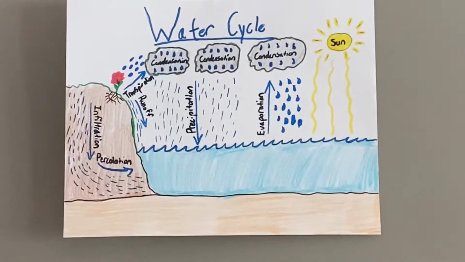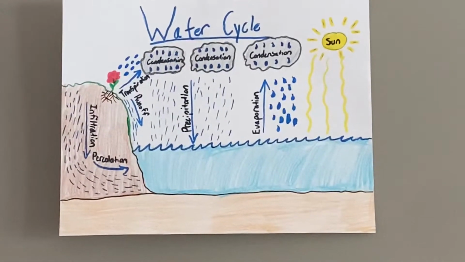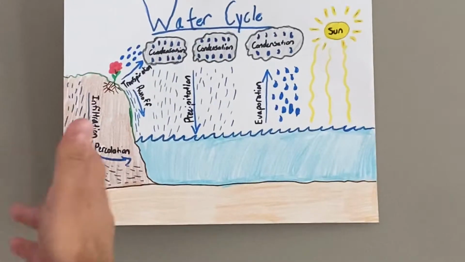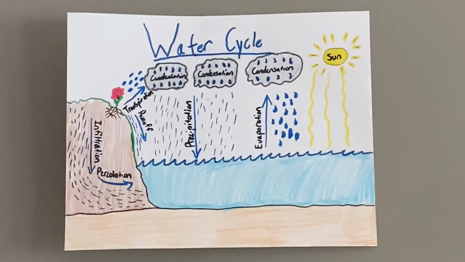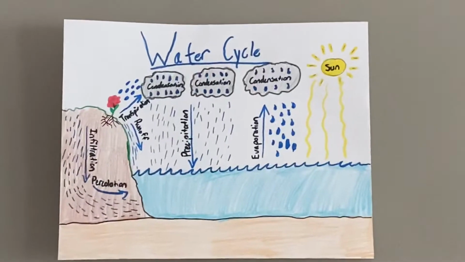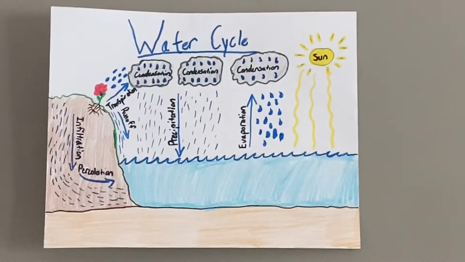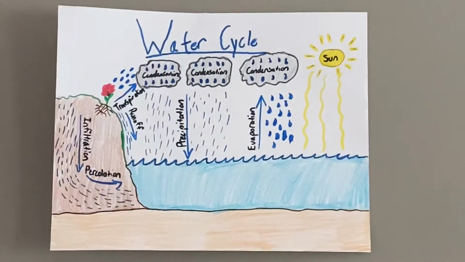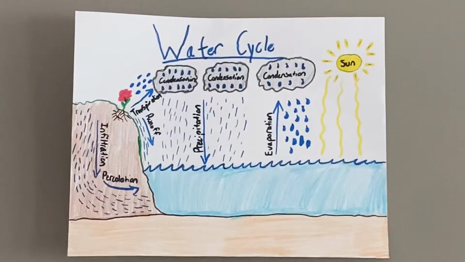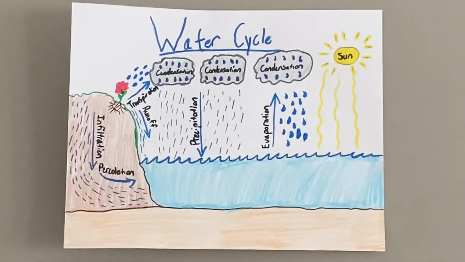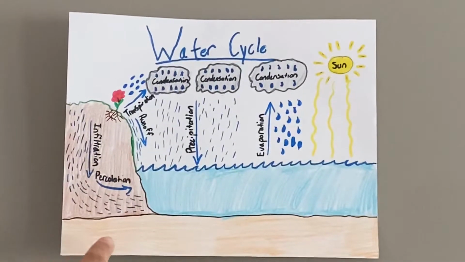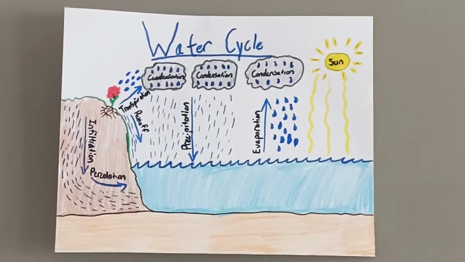Once the clouds become too heavy, precipitation occurs where the water falls into the ocean or onto the land. You can have runoff, which occurs on an impermeable surface, and that can just run straight into the major water source. You can also have infiltration where the surface is much more permeable and the water can slowly go down to percolation, which goes back into the ocean.